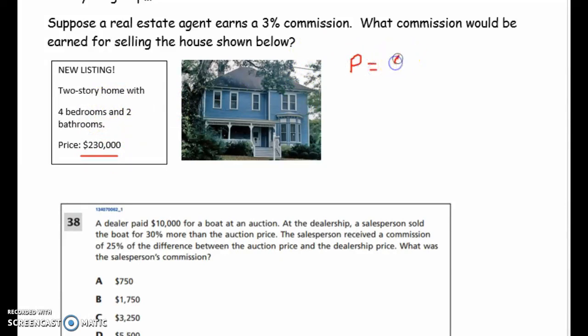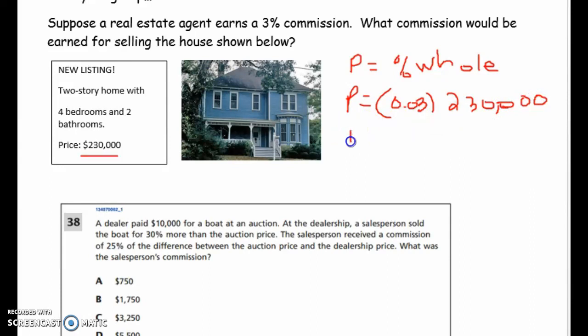So we're going to do part equals percent times the whole. And all we're doing is identifying what the percent and the whole are in this case. So the percent is, I'm going to start with a 0 this time, 0.03. And you're going to put that in parentheses. And the whole is 230,000. Oh gosh, there's a comma there. Sorry.